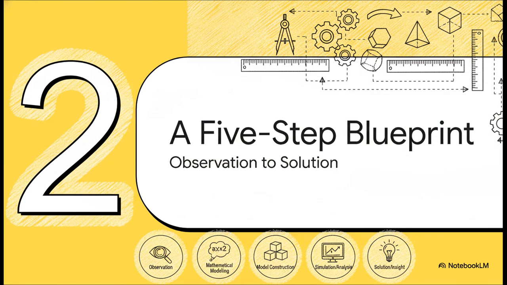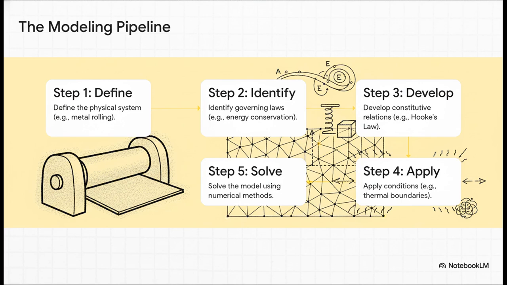So, we have our 3 ingredients. How do scientists and engineers actually put them all together? Well, they don't just throw them in a pot and hope for the best. They follow a very consistent, very powerful blueprint to build their models. And this is it. This is that blueprint, a 5-step pipeline that takes us step-by-step from a real-world problem all the way to a solved predictive model. Let's walk through this because every single step is crucial.